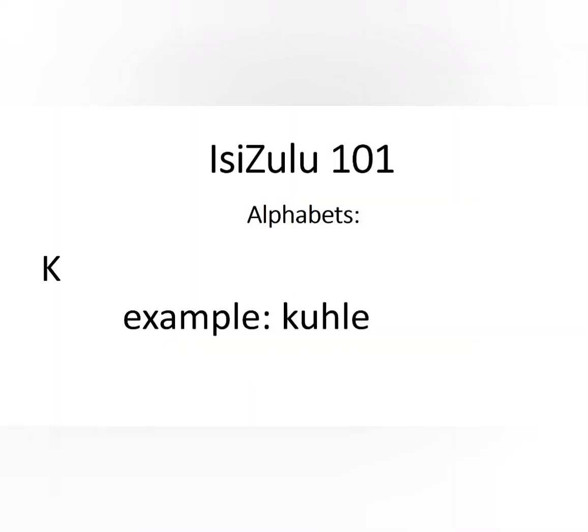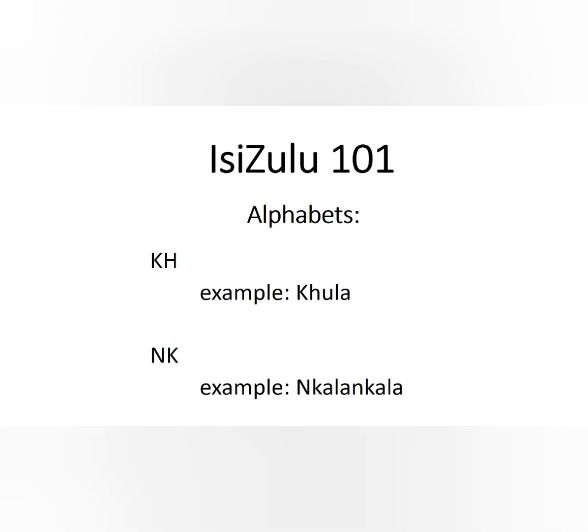So we move on to K. The example for K is kuhle. So K is ka, kuhle, which means it is beautiful. And there's a couple of things we can do with the K to change the sound. Not all the sounds are gonna be beautiful. So brace yourselves, and you might wanna take a break before doing these next sounds.